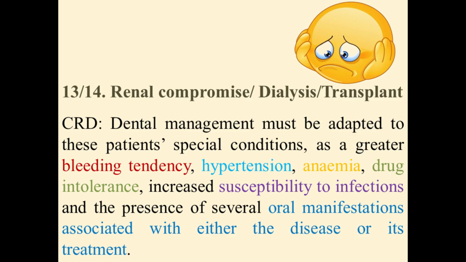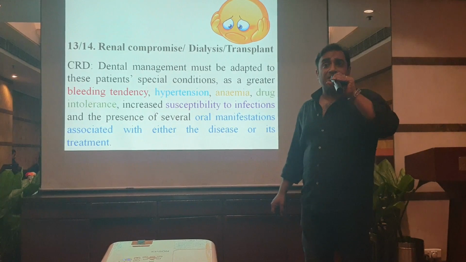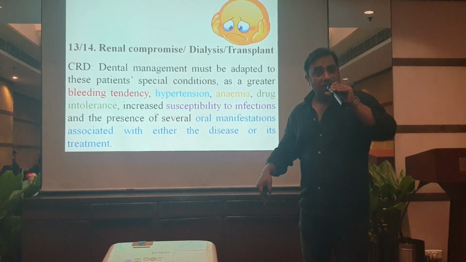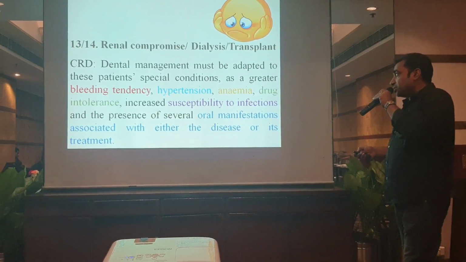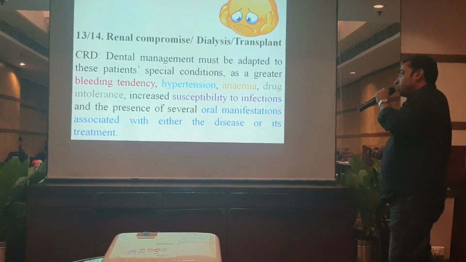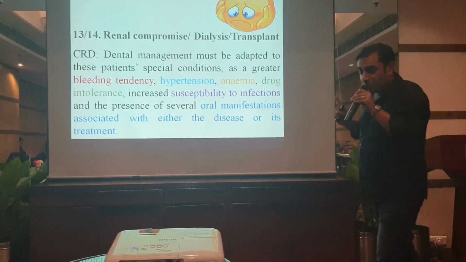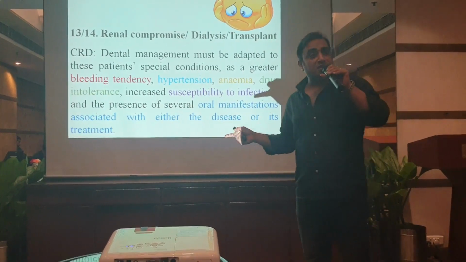hypertension, renal hypertension, anemia. Of course, if the renal condition is there, chronic renal condition, there will be anemia. This patient will be drug intolerant because of the huge number of drugs having their metabolism finishing at the kidney. Increased susceptibility to infections, the immunity is reduced, and the presence of several oral manifestations in association with either disease or its treatment. Because CRD patients are also treated with steroids.